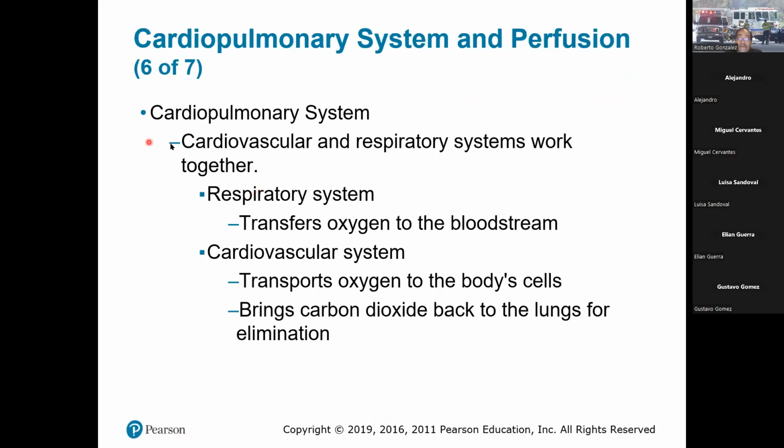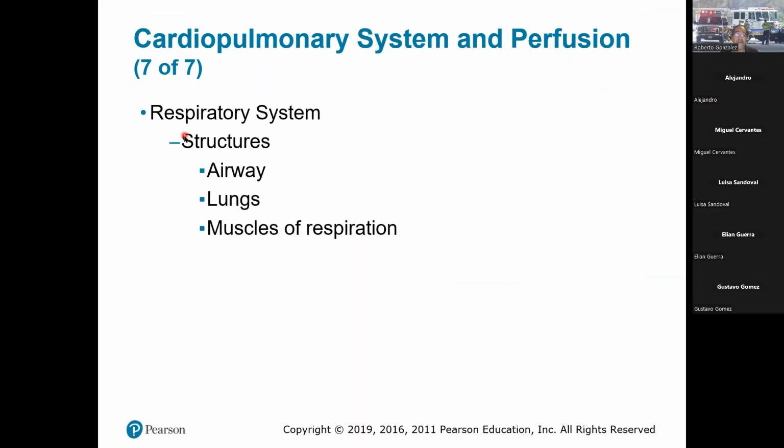The cardiopulmonary system, you have the cardiovascular and respiratory system working together. The respiratory system transfers oxygen to the bloodstream itself, and the cardiovascular system transports oxygen to the body cells, and it brings carbon dioxide back to the lungs for elimination. The respiratory system structures are the airway, lungs, and muscles of respiration. Remember, the main muscles of respiration are your diaphragm and your intercostal muscles.